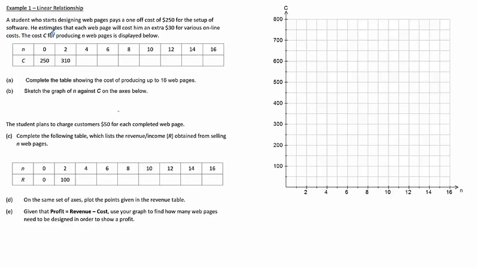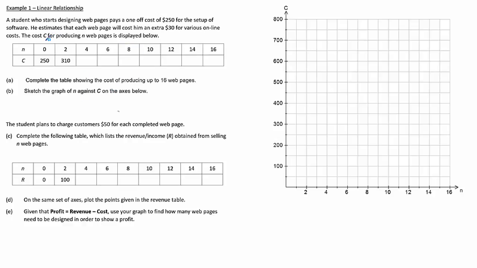A student who starts designing web pages pays a one-off cost of $250 for the setup of software. So we can see that here he's not produced any web pages, but it's cost him $250. He estimates that each web page will cost him an extra $30 for various online costs. The cost C for producing N web pages is displayed below.